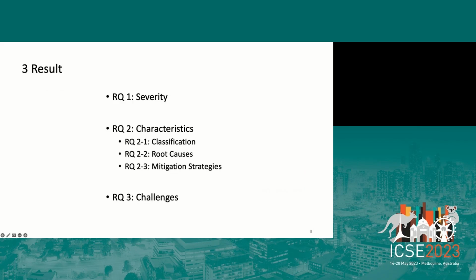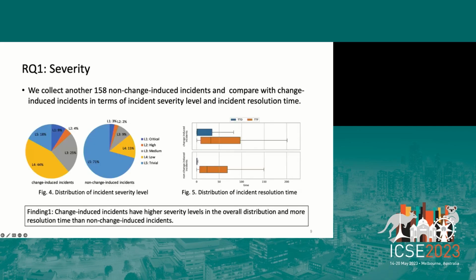Then I will talk about our study result. The result includes 3 parts. Firstly, I will introduce the incident severity and then talk about the characteristics of change-induced incidents. Finally, report the key challenges.